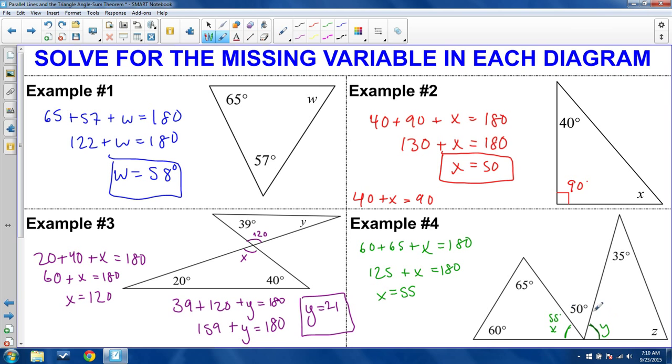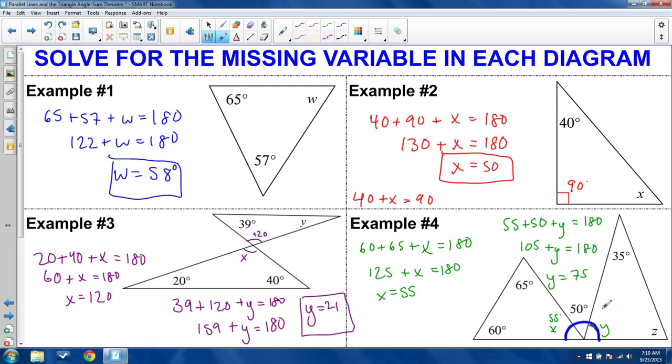This is 50 degrees, and this is y, this unknown. What we now are featuring is a linear, I guess not a pair, a linear trio, a linear triplet. This whole thing adds to 180 degrees when we add all three of them. These aren't a triangle, so to speak, but this is a straight angle right here. So when I add 55 and 50 and y, I'm going to get 180 degrees. So let's set that up. 55 plus 50 plus y equals 180. So 105 plus y equals 180, and y equals 75.